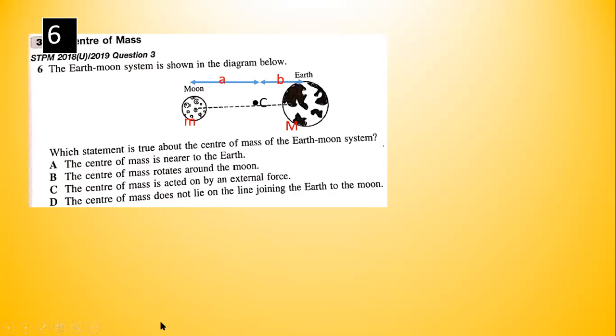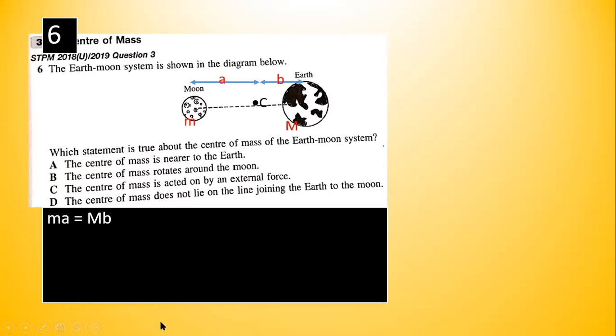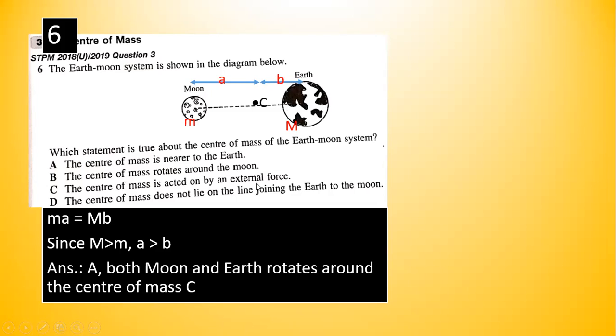Correct. Why is it correct? I mean we use that formula, the M divided by M plus M times R, then we can differentiate. So we are just using M times A equals to M times B, if the center of mass is there. So if the Earth is heavier, B is going to be smaller. That means center of mass will be nearer the Earth. Okay, that's how we argue it out.